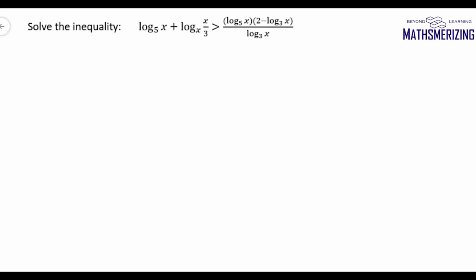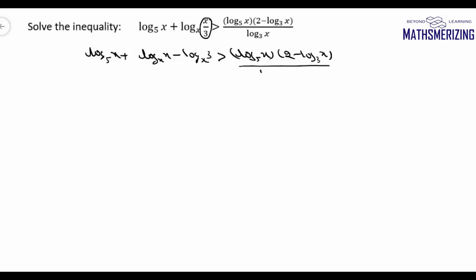Now again for this question, I'll need to solve the inequality. So what I'll do is I'll write it as log x to the base 5. And now this is log m by n, which is log m minus log n. So I can write log x to the base x minus log 3 to the base x. And this is log x base 5 and minus 2 log x base 3. And this is log x base 3. Now log x base x is 1.